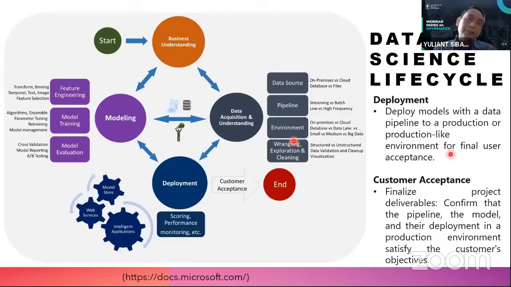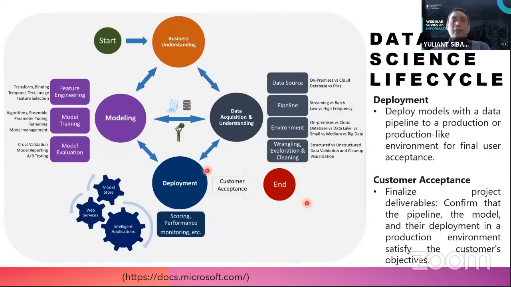The decision for data science is the customer, because the customer gives the problem to us. Data science is teamwork. We cannot solve data science individually.